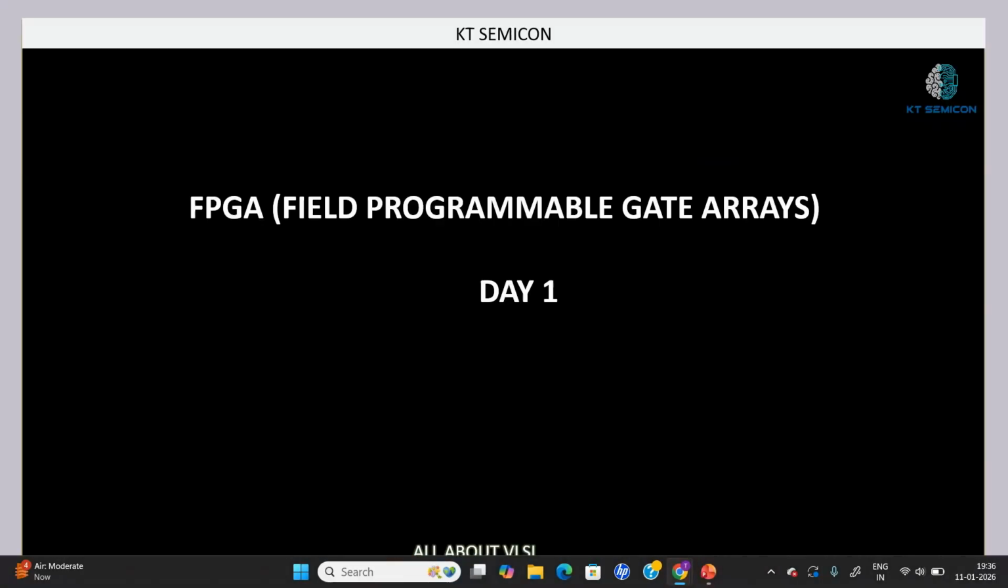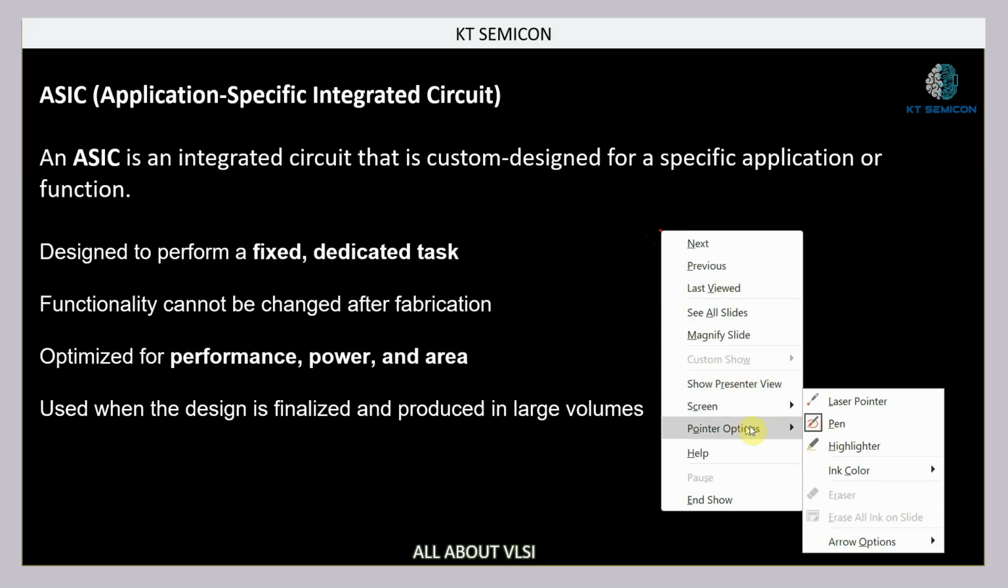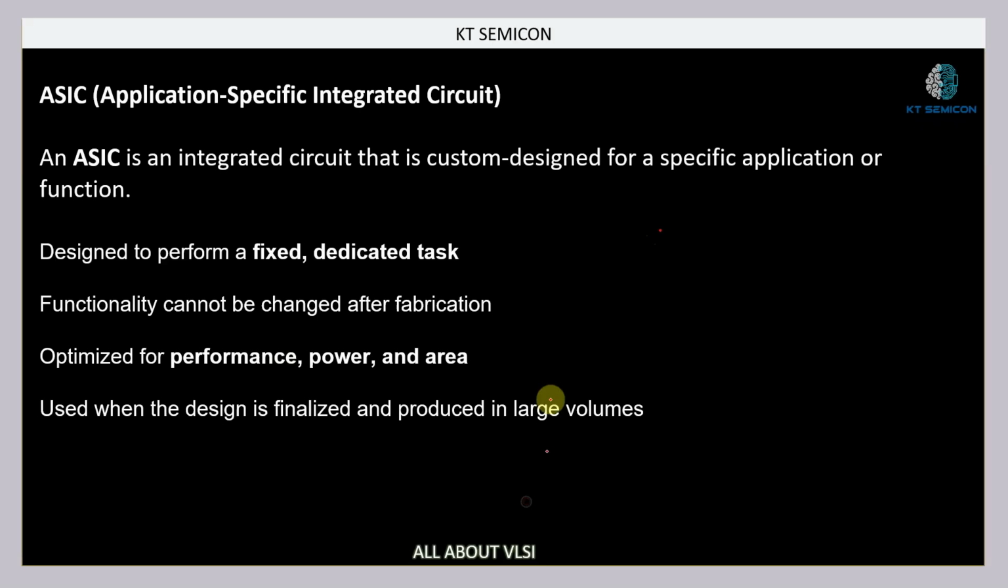So basically, ASIC is an integrated circuit that is custom designed for a specific application. It is designed to perform a fixed or dedicated task, and its functionality cannot be changed after fabrication. After you have fabricated an ASIC chip, it's not easy to change that configuration. It is optimized for performance, power, and area, and used when the design is finalized and produced in large volumes. If we want to produce chips in large volumes, we prefer ASIC, right?